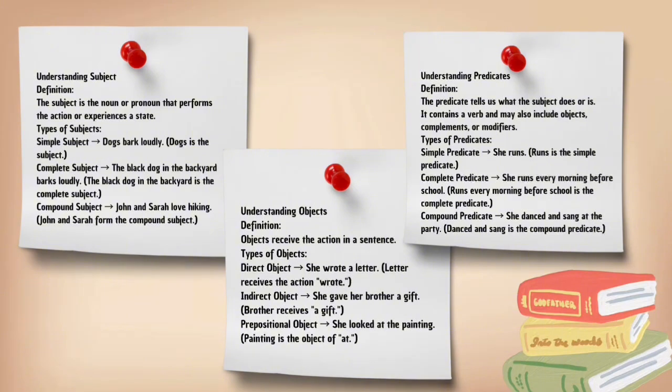And the last one, we have compound subject. Compound subject is when 2 or more subjects share the same verb. For example, John and Sarah love hiking. John and Sarah form a compound subject.